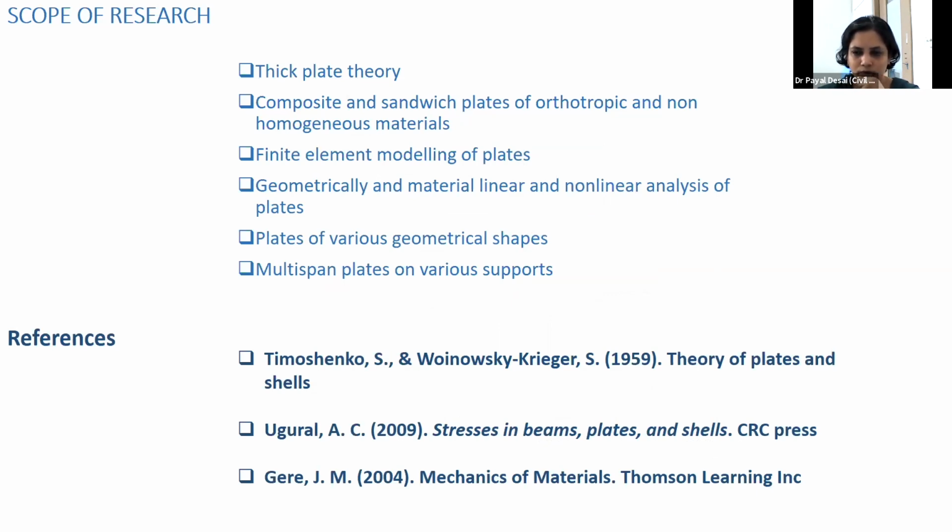So Timoshenko, the book, this is a classical subject. The book was written in 1959, but you can give a lot of modern treatment to the subject. Timoshenko is one of the pioneers. He's considered the father of modern engineering mechanics. He has also written books on mechanics of materials, strength of materials, and nicely described the fundamentals of plate theory. Then we have Ugural, Stresses in Beams, Plates and Shells. We have Gere, Mechanics of Materials. So these are the references.